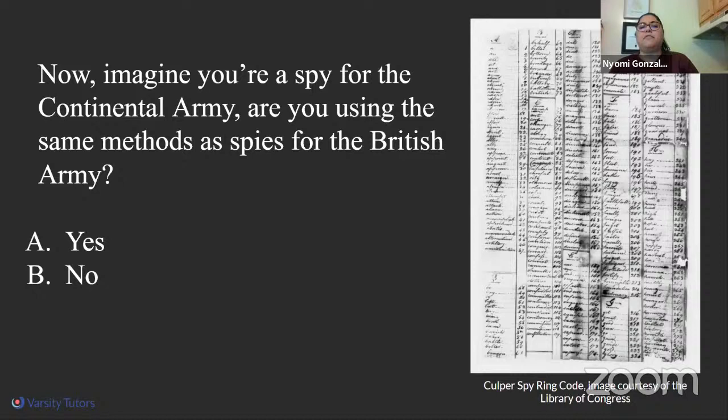Would we be worried that they'd be able to find out our codes? So seeing a lot of no's, right? Because what if we're using the same codes? What if they can easily decipher what we're writing? Do we want to use those same methods?